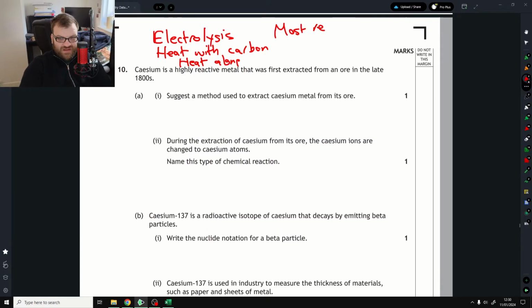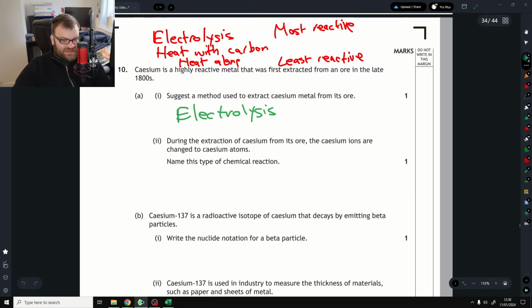Best for most reactive, and then best for least reactive. They are straight up telling us that our chemical is highly reactive, so electrolysis would be the best approach. It states here that cesium ions are changed to cesium atoms.